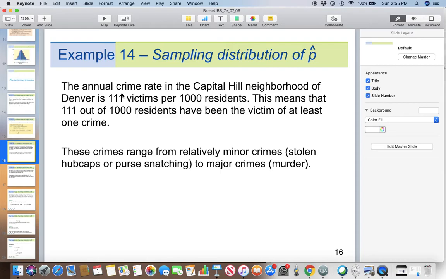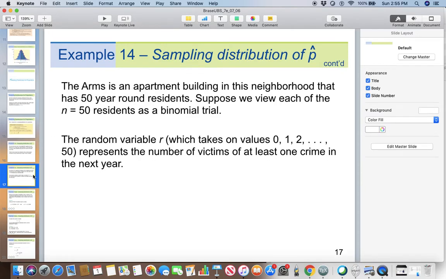So for instance, here is an example. The annual crime rate in the Capitol Hill neighborhood of Denver is 111 victims per 1,000 residents. This means that 111 out of 1,000 residents have been victim of at least one crime. These crimes range from relatively minor crimes to major crimes. All right. So crime rate is 111 per 1,000 residents.